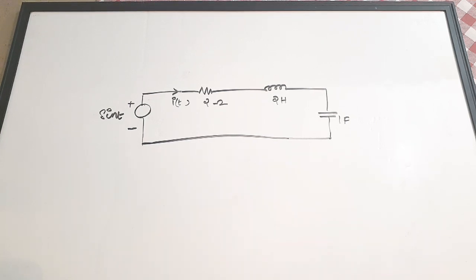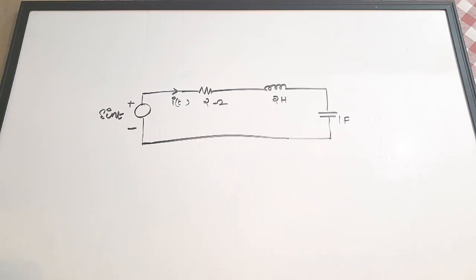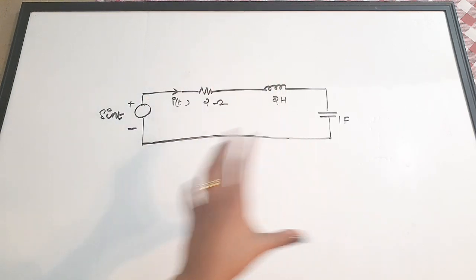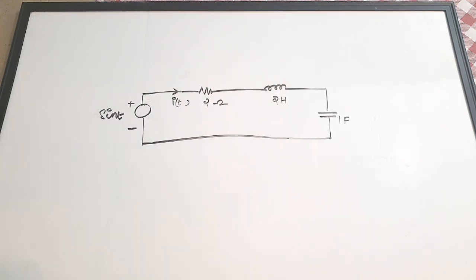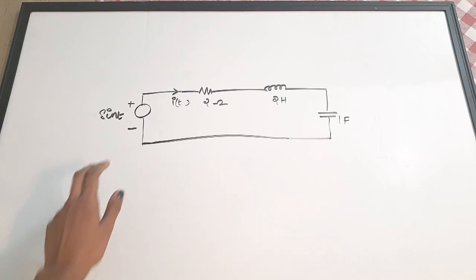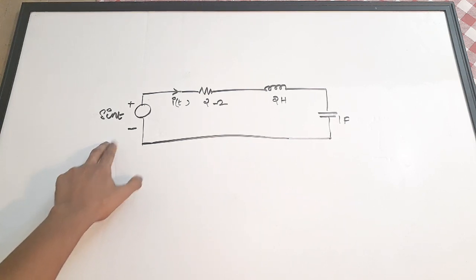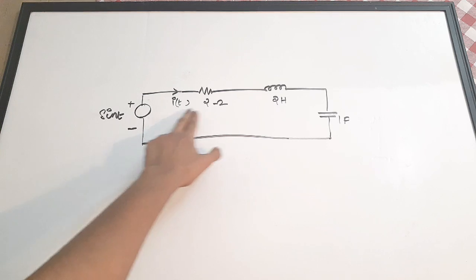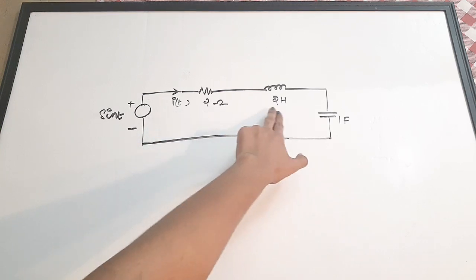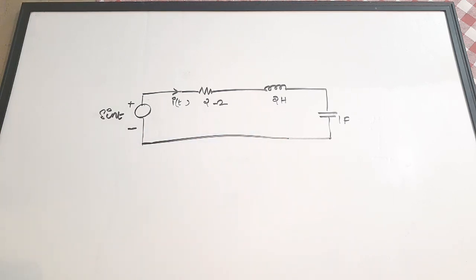So let us see the answer for the first question. The question was to find the differential equation for the current I of t in the following circuit. That is, we need to find the differential equation for this given circuit. The given circuit has a source of sine t, the current is I of t, there is a 2 ohm resistance, a 2 Henry inductor and a 1 farad capacitor.